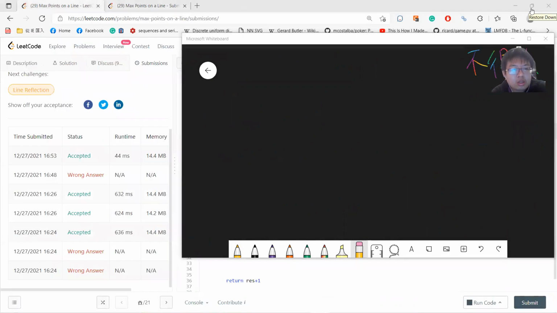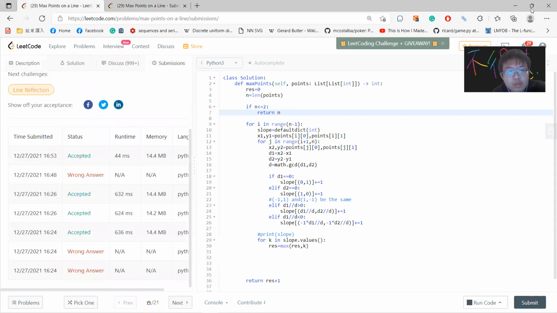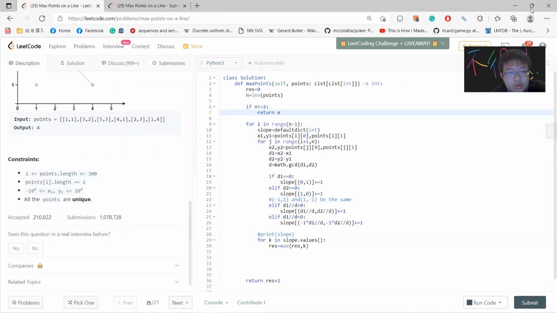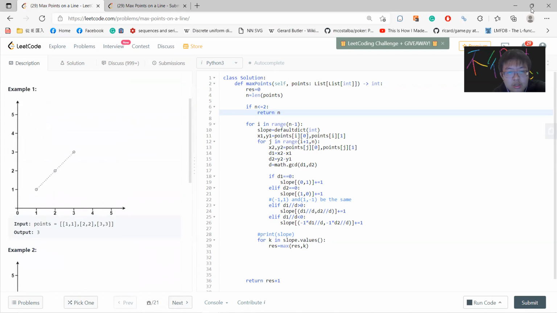Let me explain the second solution, which is way better than the brute force. If you use the brute force, I think it's 5%, and for this one, you get 91%. This is what I came up with, basically following the official solutions but a little bit different.